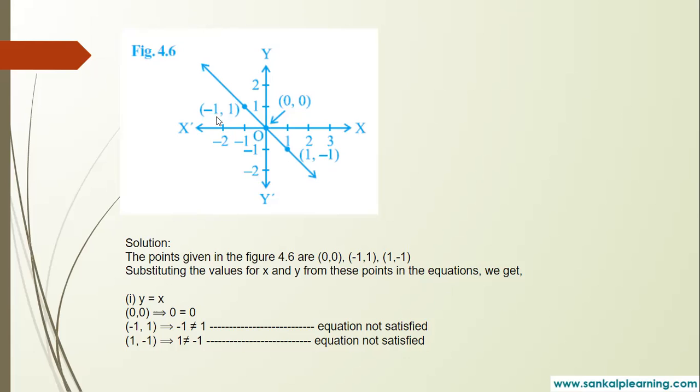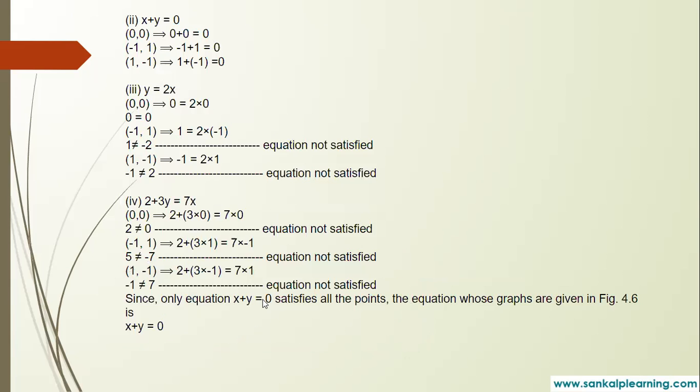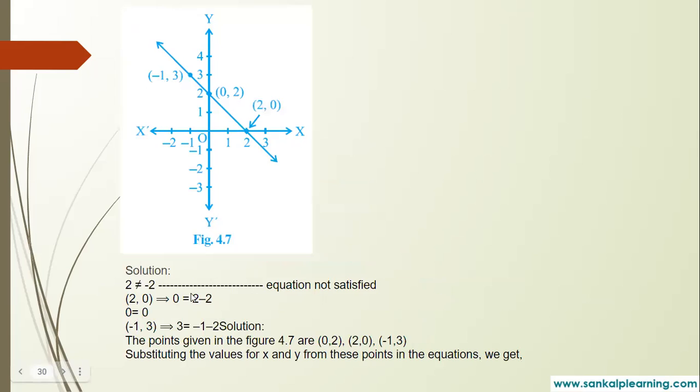I will take -1 and 1. Okay, I'll show you how to do that. And you have one more figure. This is -1 3, 0 2, 2 0. So I have taken -1 and 3.